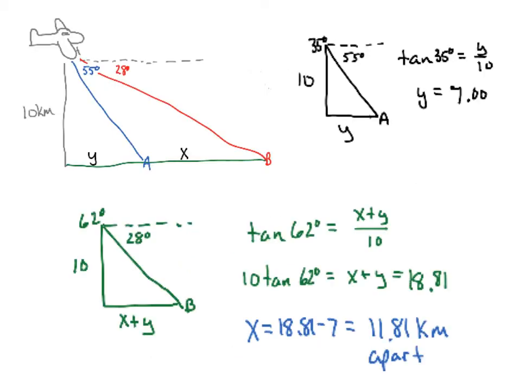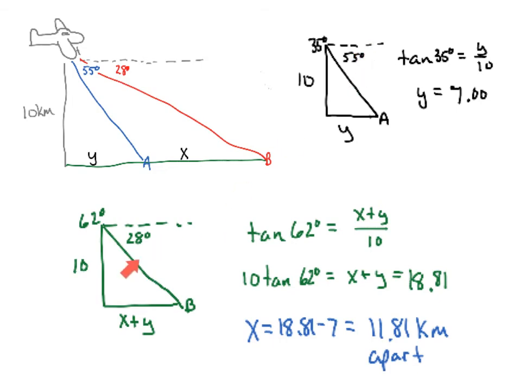Let's take it apart. Given our diagram, if I have an angle of depression to town A of 55 degrees, I know that this is 90 degrees. 90 minus 55, the complement is 35 degrees. I want to find side Y. In reference to the 35 degrees, I have opposite and adjacent, so I'm going to use tangent. The tangent of 35 degrees is y over 10. Multiply both sides by 10, round to two decimal places, I'll get a y value of 7. So y is 7.